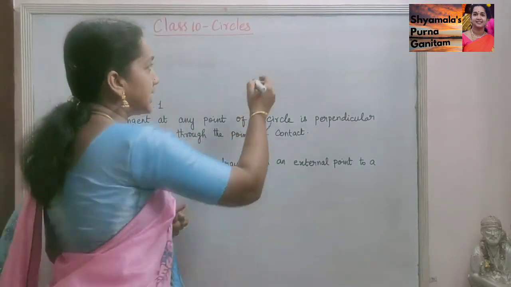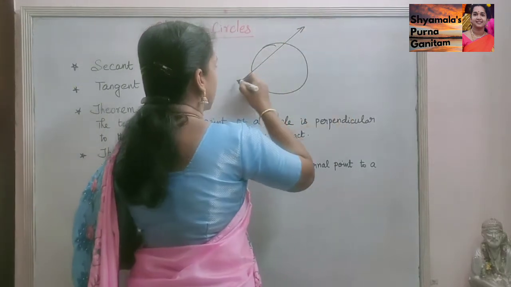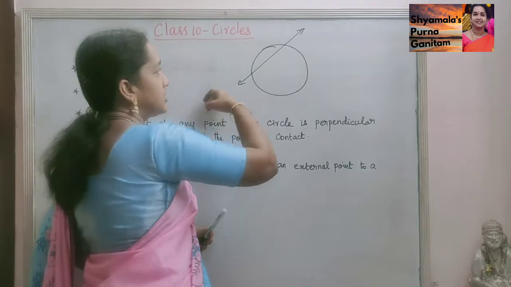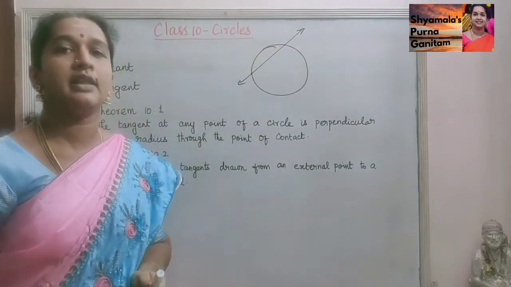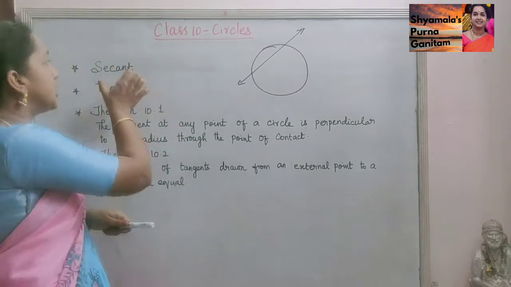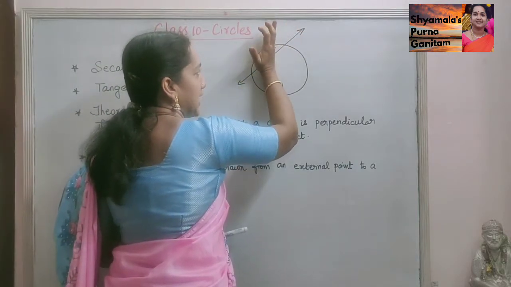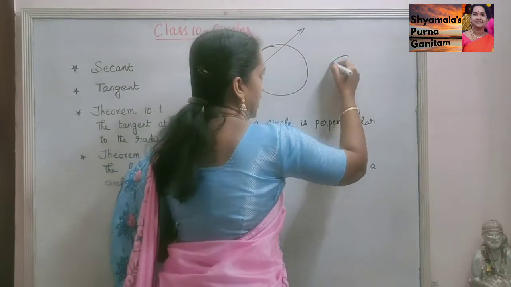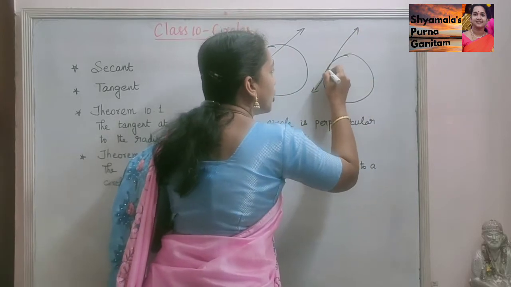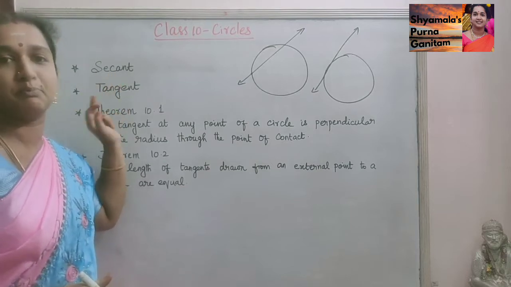The meaning of secant is, when a line touches the circle at 2 points, that is called the secant. And the tangent is the special name given to a secant, that is, when this line is moving like this, it will meet at only 1 point. So a line that meets the circle at only 1 point is called the tangent. This is the special name given for a type of secant.